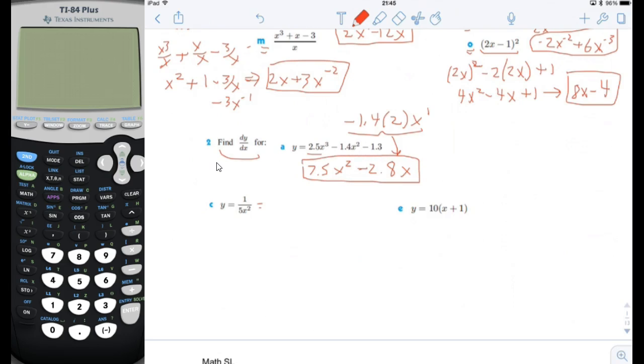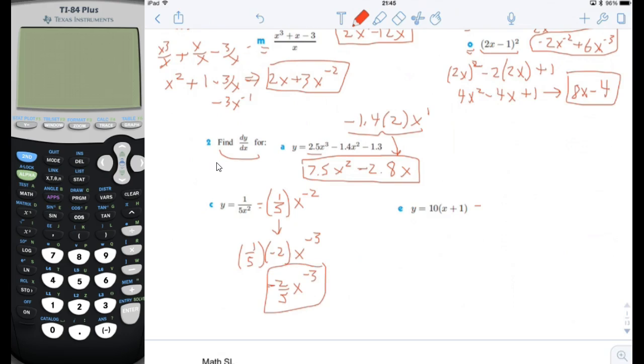This one, we need to simplify it first so that we'll have 1/5, and then we'll have x to the negative second. Now we just use the power rule. So it'd be 1/5, negative 2, x to the negative third, because we go down one more level, we subtract 1 off of that. So that's negative 2/5, x to the negative third would be the answer.